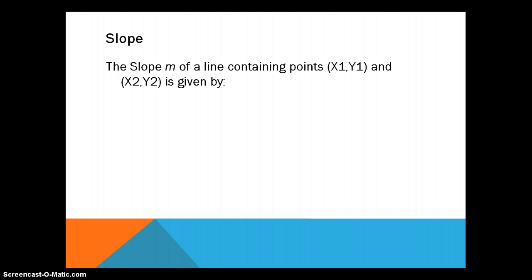Slope. The slope m of the line containing points x1, y1, and x2, y2 is given by m equals rise over run. The formula for slope equals y2 minus y1 divided by x2 minus x1.